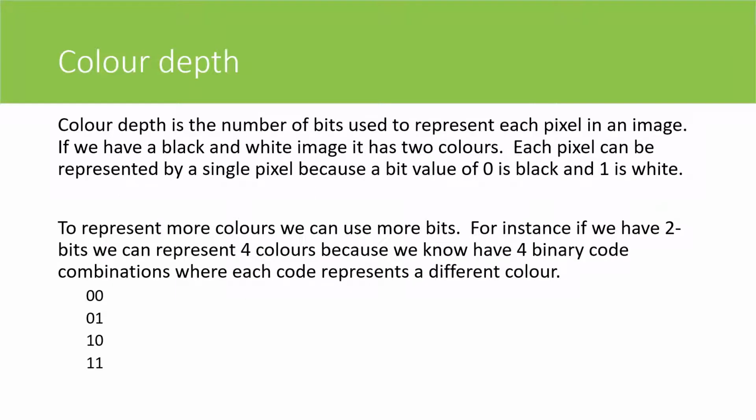The color depth is the number of bits used to represent each pixel in an image. If we have a black and white image, it has two colors. Each pixel can be represented by a single bit because it's either 0 or 1. To represent more colors, we need to use more bits. For instance, if we have 2 bits, we can represent 4 colors because we now have 4 different combinations: 0 0, 0 1, 1 0, 1 1, and each of those can represent a different color.